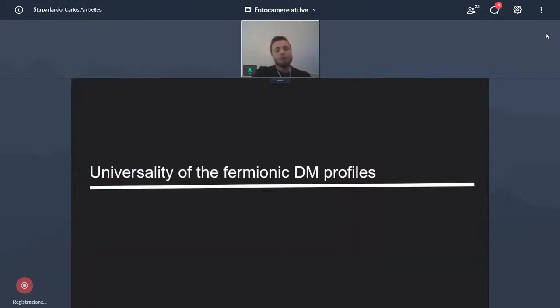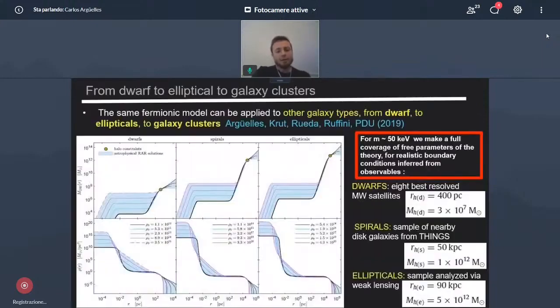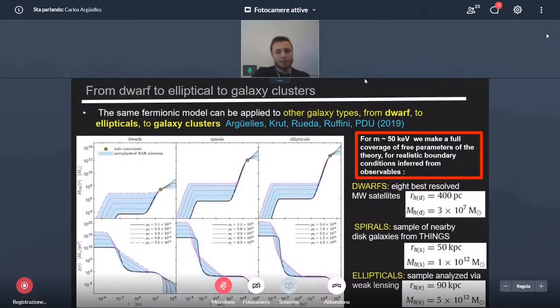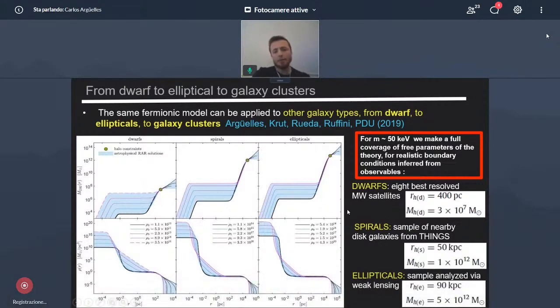These profiles not only apply to the Milky Way, but are universal. We published last year and applied them to dwarfs, spirals, and ellipticals. This is a family of available profiles able to fit specific data constrained by observation. For example, in dwarfs, we took the 8 best-resolved Milky Way satellites with these values at inner halo scales. Also a sample of nearby spiral galaxies, for which we had to fit these halo boundary conditions, and in ellipticals we took some galaxy samples.